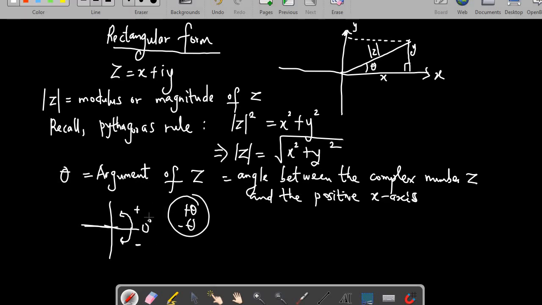To move from positive to negative, you just subtract 360 degrees, which is 2 pi. And if you're on the negative side and want to move to the positive side, you just add 360, which is 2 pi. Please take note of that.